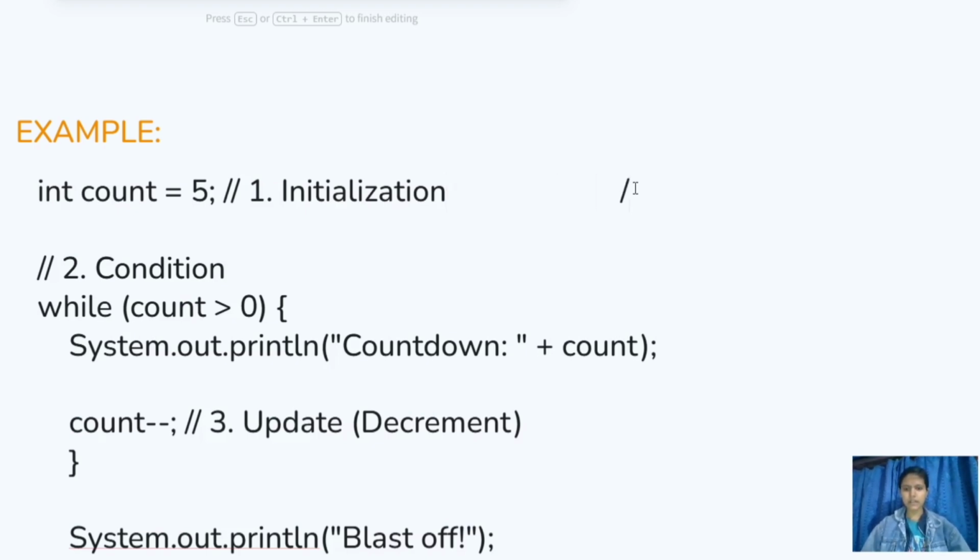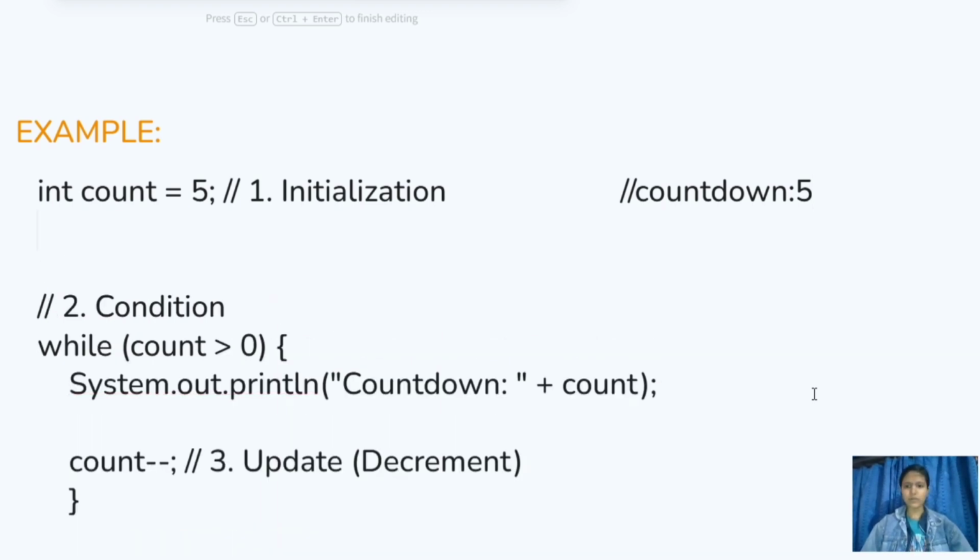Here we see countdown, and count is 5. Then count minus minus means update, so count equals 4. So we write here countdown 4, then again update means subtract, then 3, then 2, and then 1.